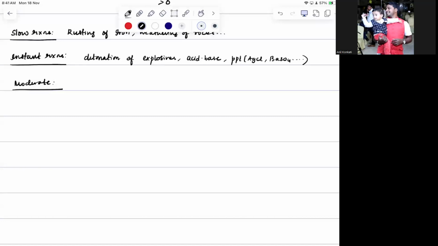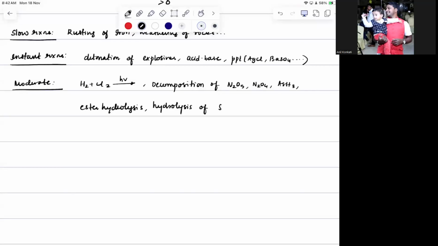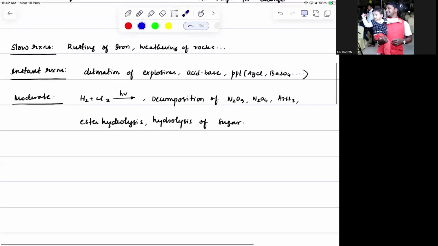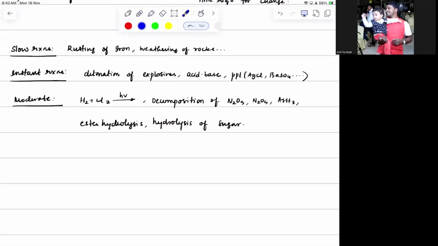So moderate reactions are those which have sufficient amount of time. So they are not too fast or not too slow. So H2 plus Cl2 combination in the presence of light, that's relatively moderate. Then decomposition of N2O5, decomposition of N2O4, AsH3, and ester hydrolysis, and hydrolysis of sugar. These are a few basic examples. I'm exclusively touching only those examples which have been generally asked in the PYQs. These are the ones which have been asked earlier in PYQs, so just be focusing on that.